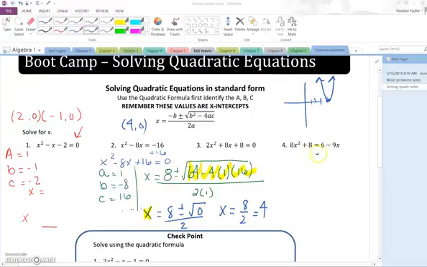I need to move the 6, I'm going to subtract 6, and I also need to move the negative 9, so I'm going to add 9x. So I'm going to subtract 6 and add 9x. That's gone, that's gone. You just got to make sure that you write it in the correct order.